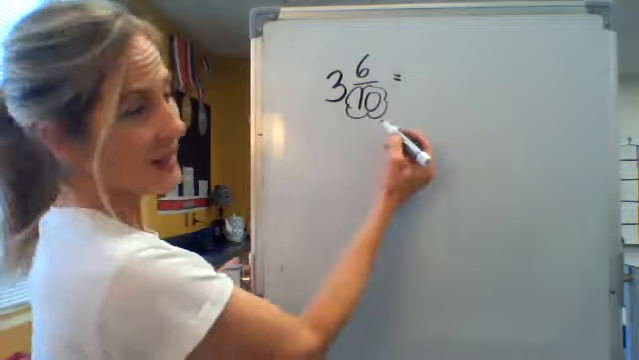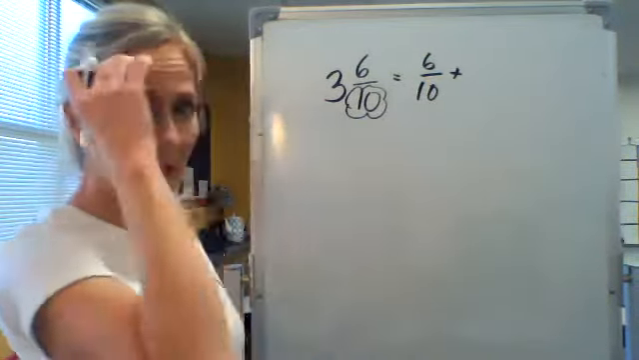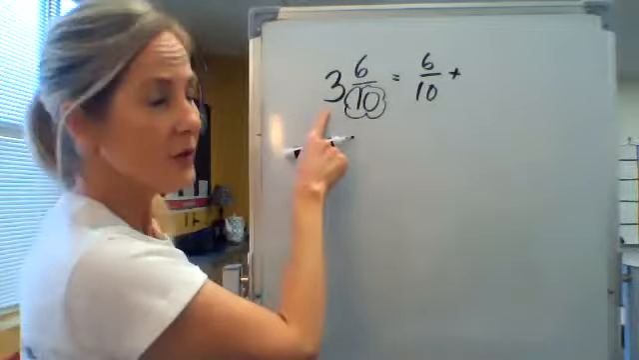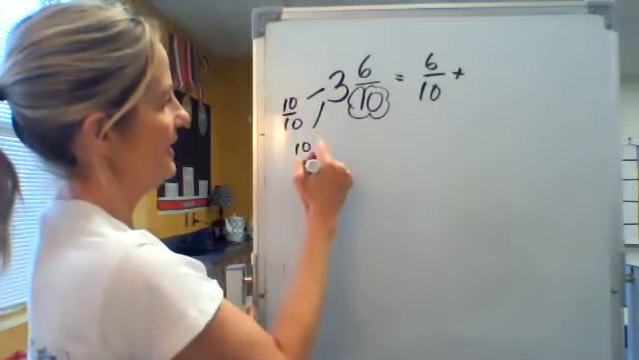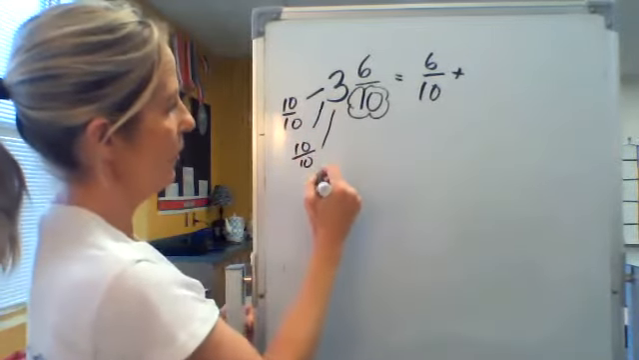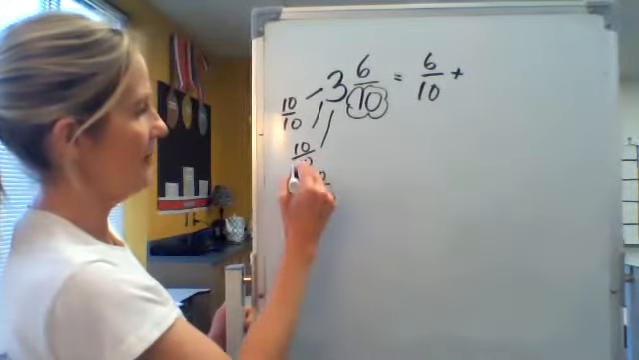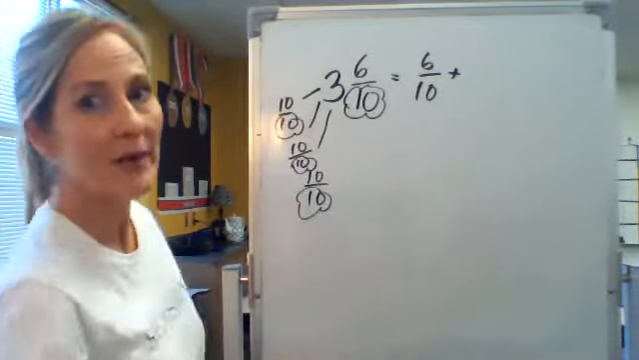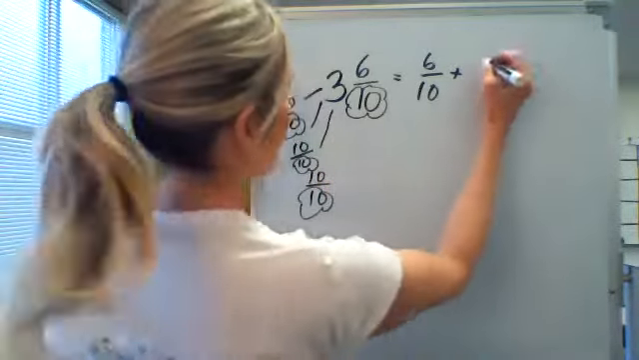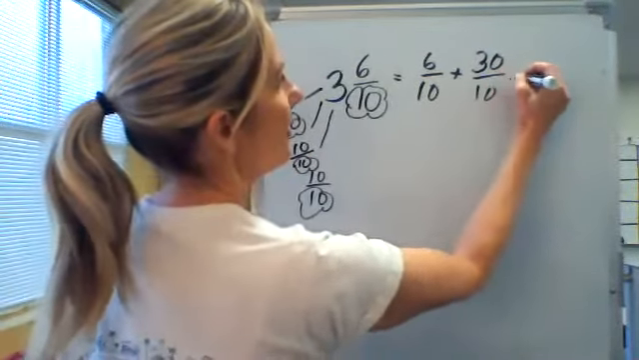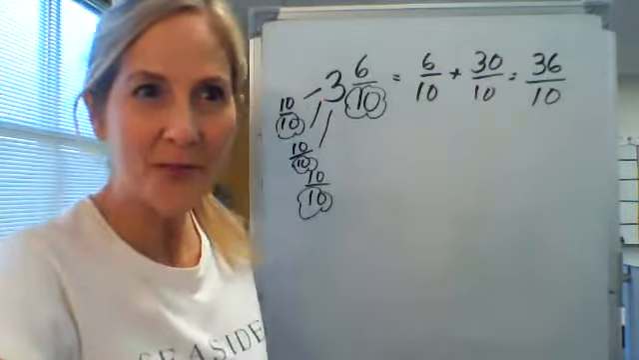So we already have 6/10. We know that. But how many tenths are there represented in these 3 wholes? Well, there's 10/10. Another 10/10 makes another whole, and another 10/10 makes the third whole. These are just denominators telling me what unit we're working with. And I see 30/10 there, plus the 6 that were already there is going to make 36/10.